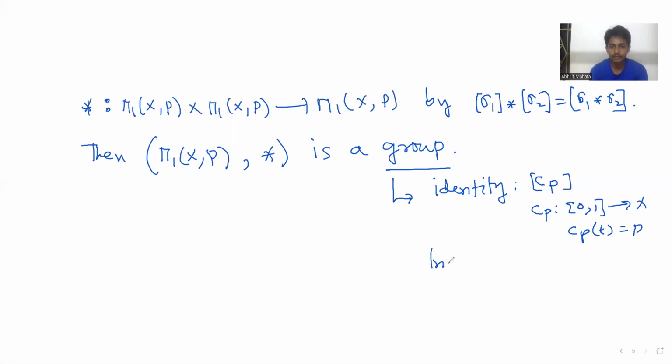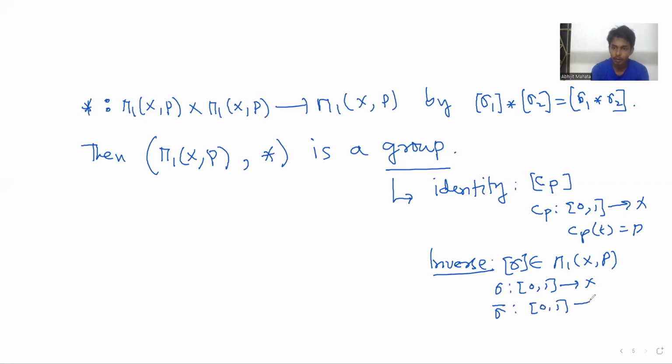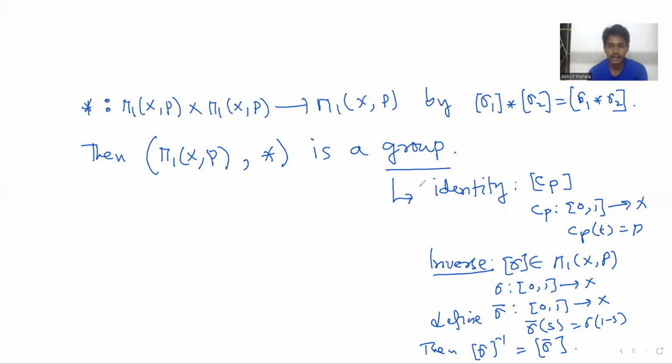Now how is the inverse defined? If you take sigma belonging to pi 1 x comma p, so sigma is a loop, a map from the closed interval 0, 1 to x. Now define sigma bar from the closed interval 0, 1 to x by sigma bar of s equal to sigma of 1 minus s. Just take the reverse of sigma. Then the inverse of the class of sigma is nothing but the class of sigma bar. So this is the information about the identity and inverse.